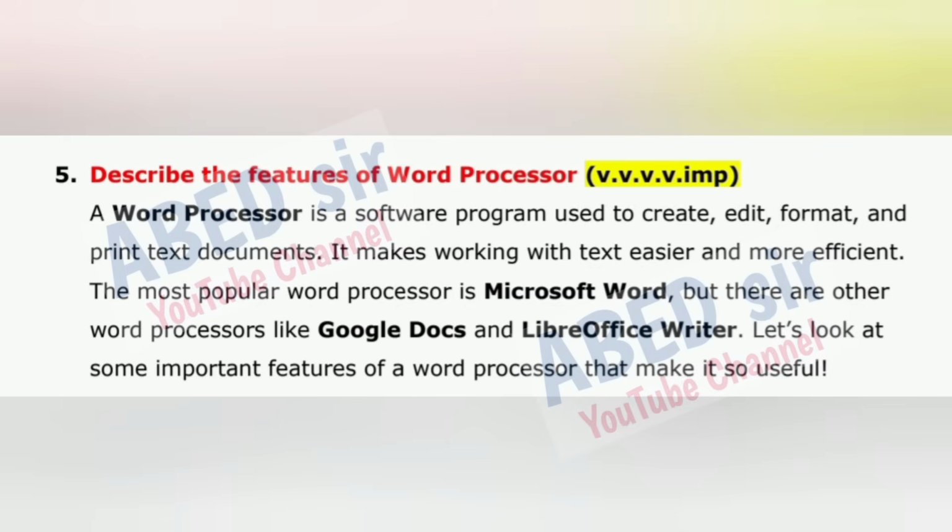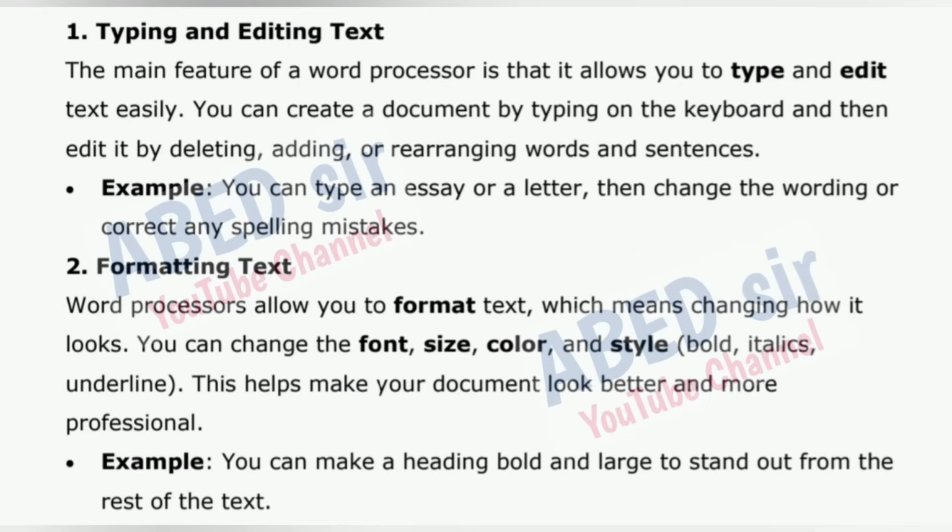The most popular word processor is Microsoft Word, but there are other word processors like Google Docs and LibreOffice Writer. Let's look at some important features of a word processor that make it so useful. 1. Typing and editing text. The main feature of a word processor is that it allows you to type and edit text easily.